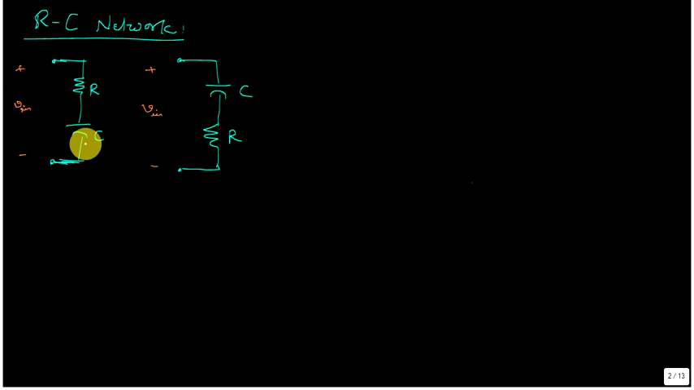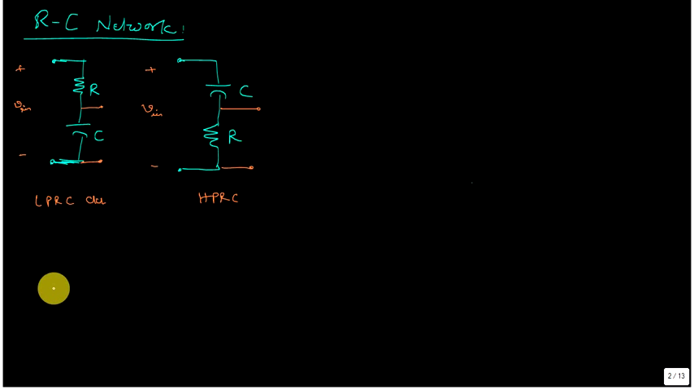Remember it. If you take the output across the capacitor, it is called a low pass RC circuit. For the same circuit, if you take the output across the resistor, it is called a high pass RC circuit.